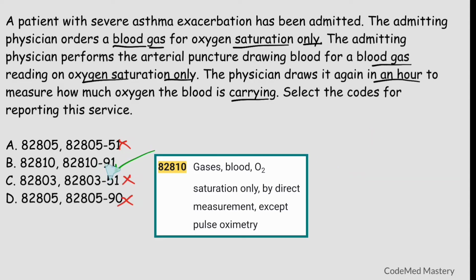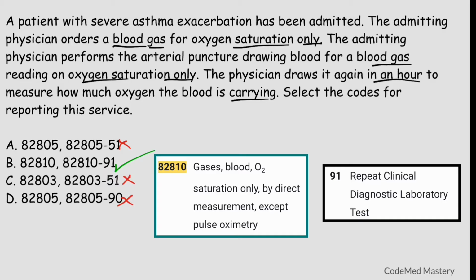They have appended modifier 91 in option B because that is for repeat clinical diagnostic laboratory test. In the scenario you can see the physician draws it again in an hour. Okay, so it is a repeat clinical diagnostic laboratory test. So we are appending modifier 91. The right answer is option B.